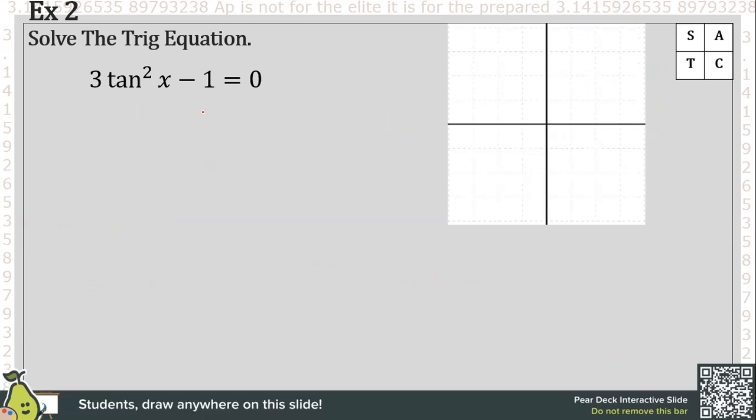So I'm gonna go ahead and add 1 to both sides. So we have 3 tangent squared of x equals 1. I divide by 3 on both sides. I have tangent squared x is equal to 1/3. Dilemma, tangent is squared in this scenario, so how do we get rid of a square? We just take the square root.